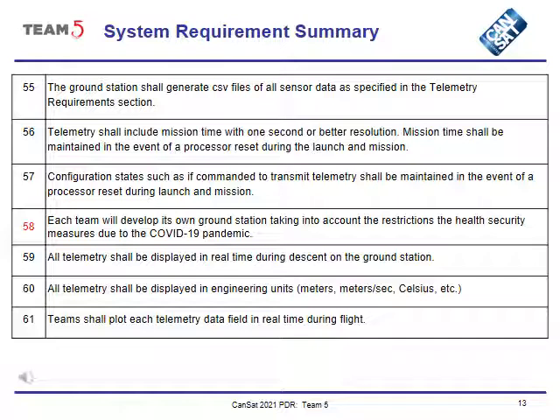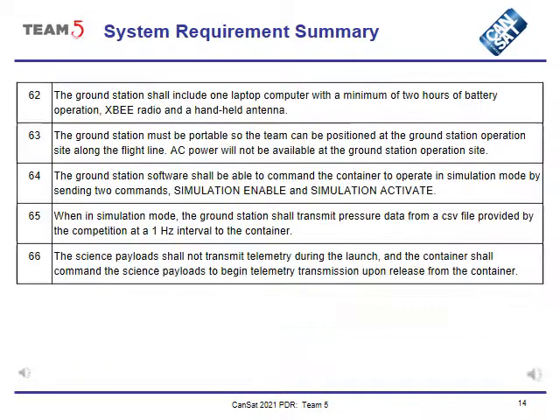60. All telemetry shall be displayed in engineering units: meters, meters per second, Celsius, etc. 61. Teams shall plot their telemetry data live in real time during the flight. 62. The ground station shall include one laptop computer with a minimum of 2 hours of battery operation, XBee radio, and handheld antenna. 63. The ground station must be portable so the team can be positioned in the ground station operation site along the flight line. AC power will not be available at the ground station operation site.